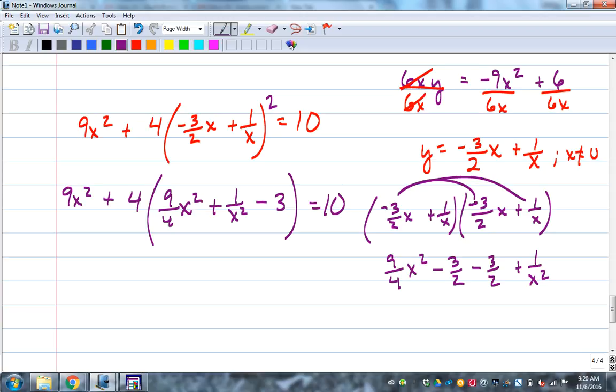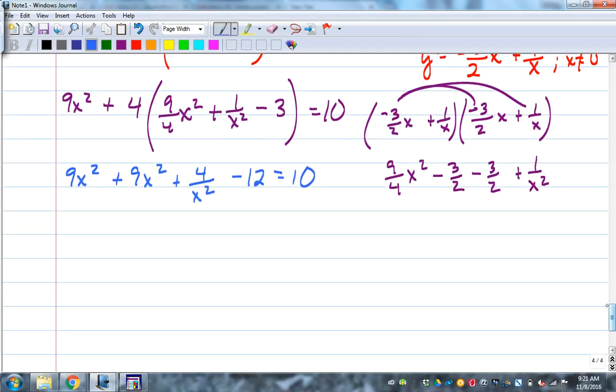Let's distribute the 4, see if it gets better. 36, which is 9x squared plus 4 over x squared minus 12 is equal to 10. That looks a little better because now I've got something I can simplify. Put those two together, right? That's 18x squared plus 4 over x squared. And I'm going to move this 12 over there with the 10 because it's a like term with the 10, right? Equal to 22. Need that x squared on the top. Okay.